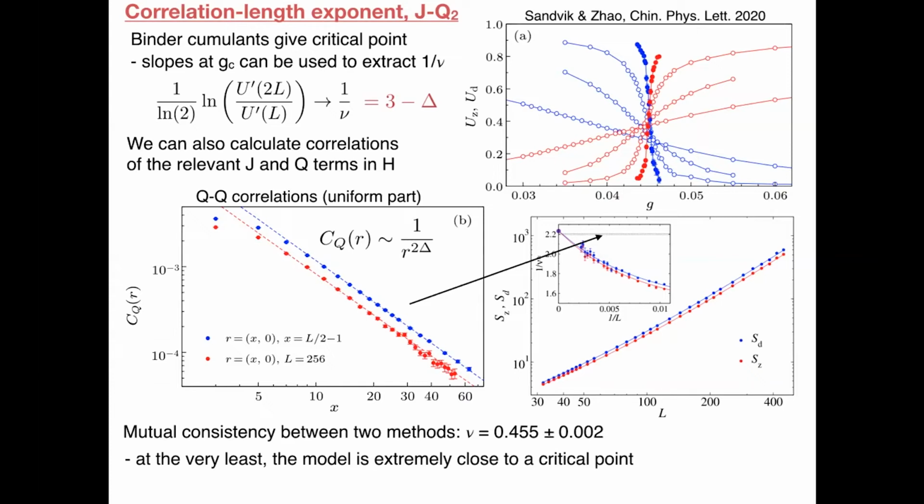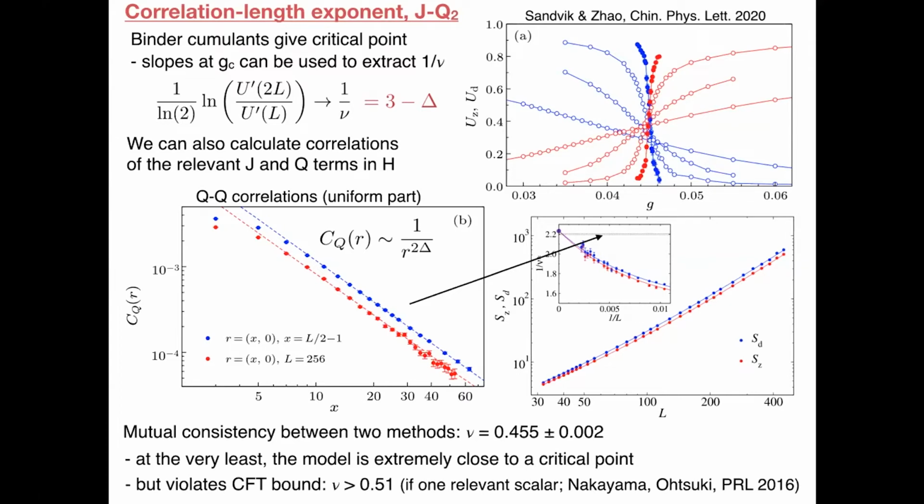So what this shows is that, maybe in the end, this model has a weak first order transition. And in fact, in the next slide, I will almost argue for that. But at least, when we get good agreement like that, it seems like we must be very close to some critical point.